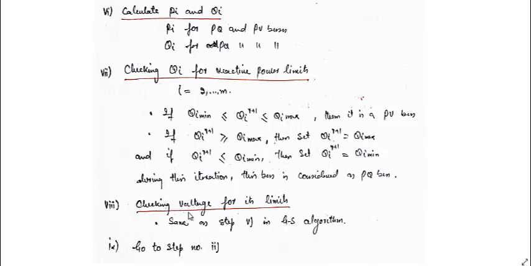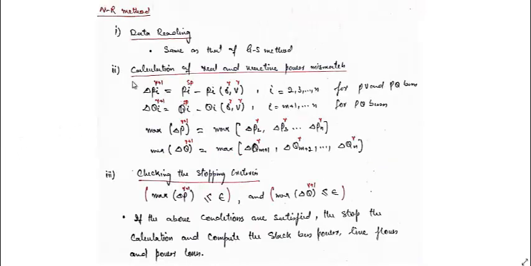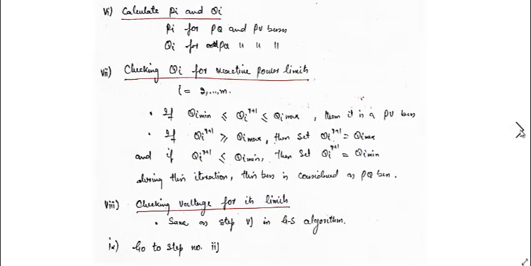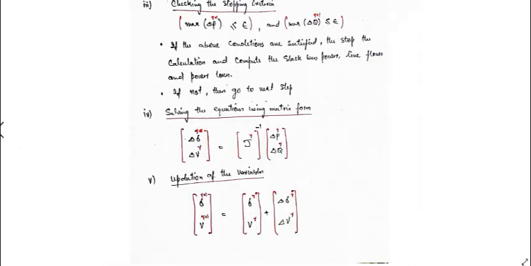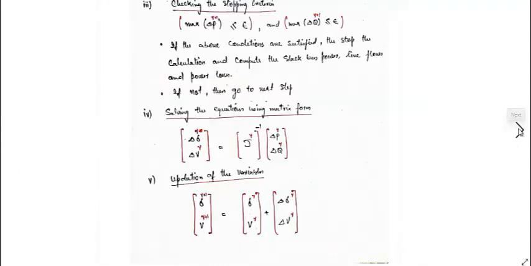Now similarly, checking voltage for its limit is the same as step 5 of the Gauss-Seidel method. It will be identical to that method. So after calculating this, we have to go to step 2, that is this step, and compute and calculate accordingly until the stopping criteria are met. So this is the algorithm of the Newton-Raphson method.